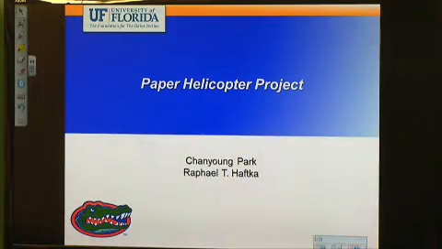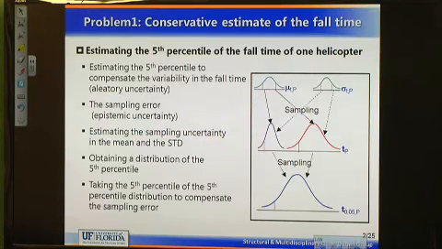So this is the paper helicopter project. And I'll basically go over the 6 problems that were given there. The first one was to find a conservative estimate of the fall time from your measurements. And this is a matter of estimating the 5th percentile. This is typically done when you have a population. And so you end up having mean and standard deviation of your fall time, and they are uncertain because you have only 10 samples. And so you can produce a sample of means and a sample of standard deviations, and you can calculate from them the 5th percentile using the inverse CDF, or you can do it with sampling.